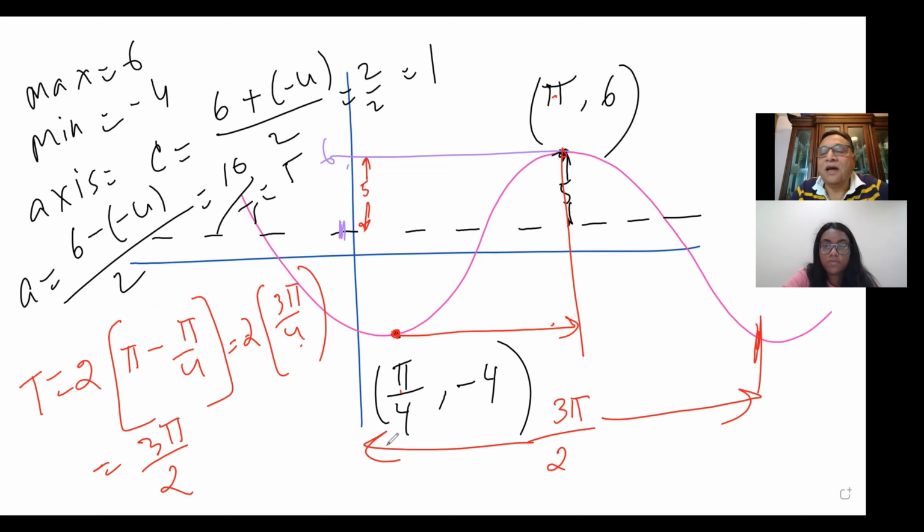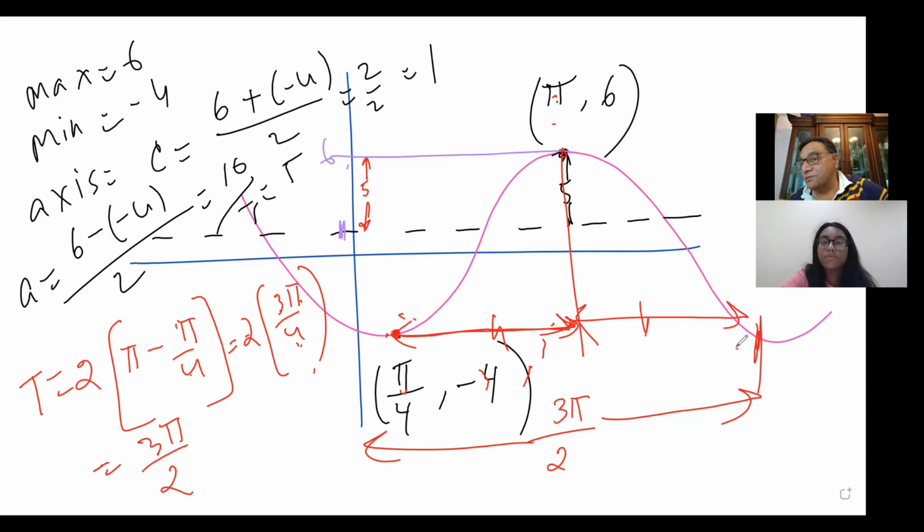How did I find it? I found the difference between pi and pi by 4, this much, correct? 1 pi by 4, 2 pi by 4, 3 pi by 4, 4 pi by 4. You understand? So I got pi minus pi by 4, which was 3 pi by 4, correct? Because this is half the cycle, I multiplied by 2 to get the full cycle. So I get 2 times 3 pi by 4, which is 3 pi by 2. So the time period is 3 pi by 2.